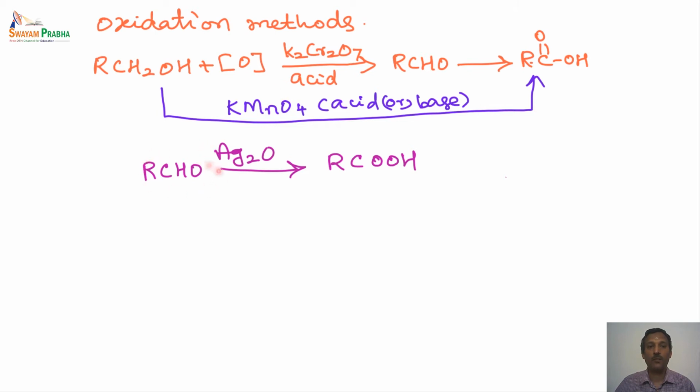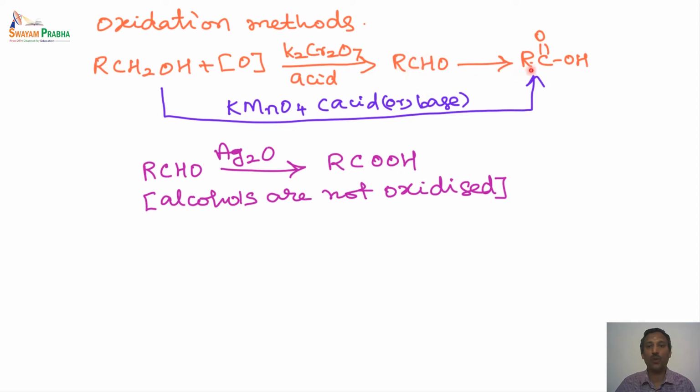An alcohol can be oxidized to a carboxylic acid using silver oxide. These are milder conditions because, in this particular case, the primary alcohols are not at all oxidized. So if we have to selectively oxidize an aldehyde group to a carboxylic acid group, as shown here, we can use the silver oxide method. This is a milder oxidizing condition compared to the potassium dichromate or potassium permanganate oxidizing conditions.